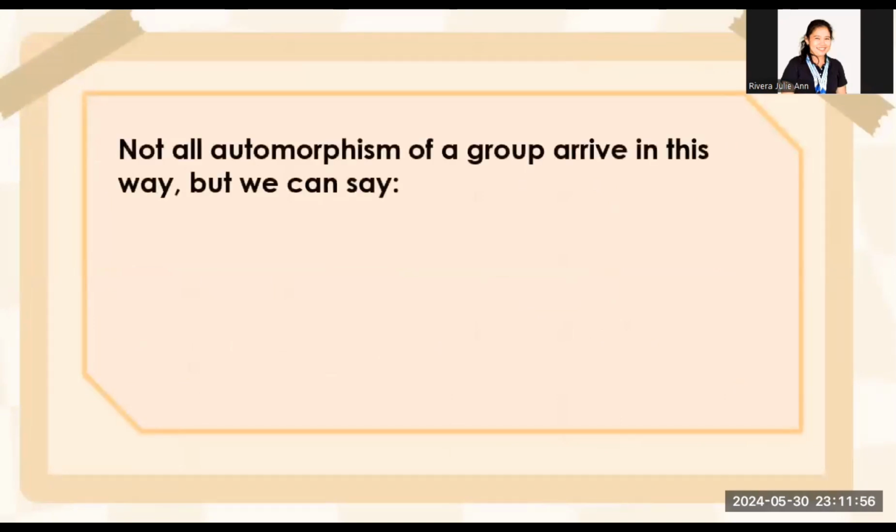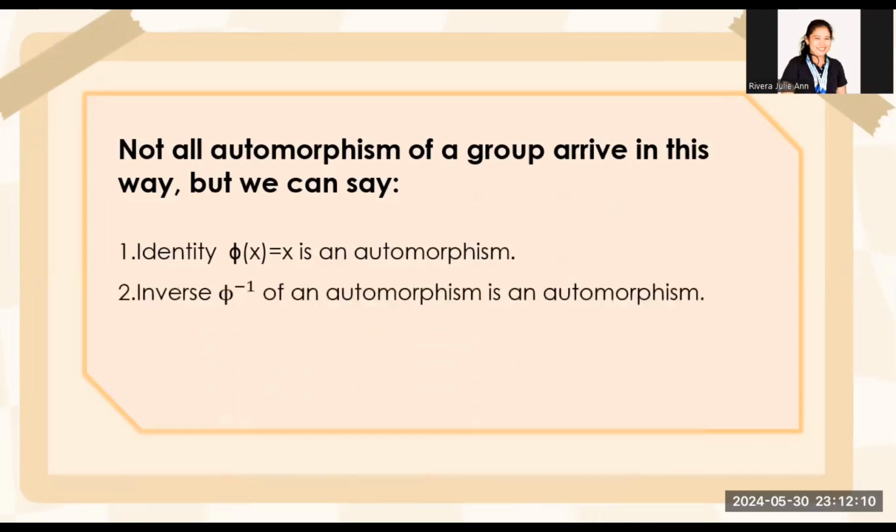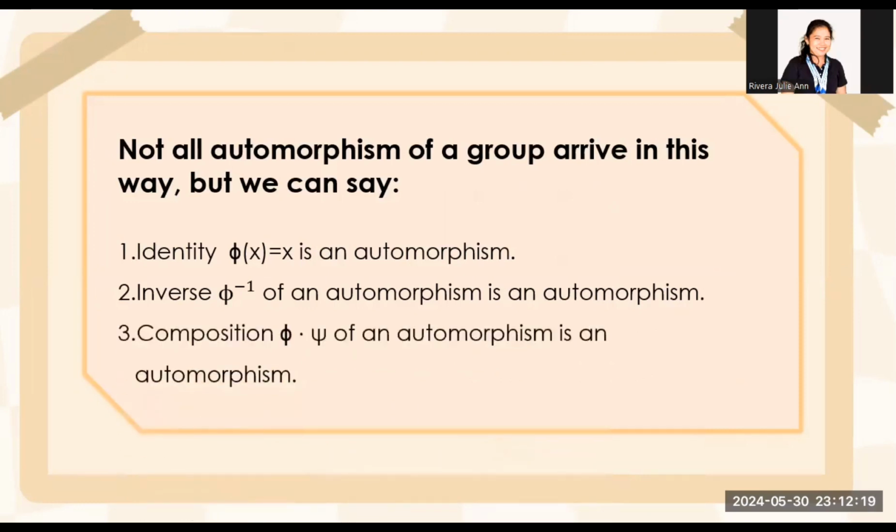Not all automorphisms of a group arise in the way we defined earlier, but we can also state some of its properties. The identity function is an automorphism. Next, the inverse of an automorphism is an automorphism. Third, the composition of two automorphisms, as we have here phi and psi, is an automorphism.